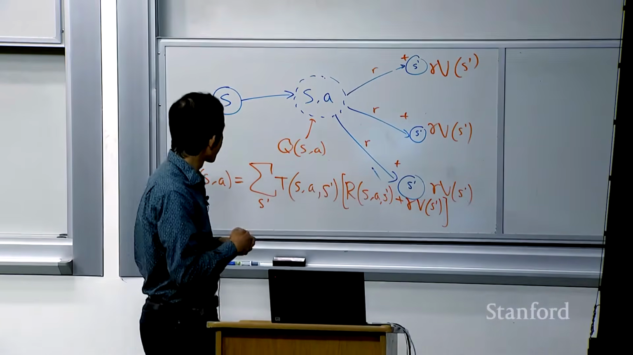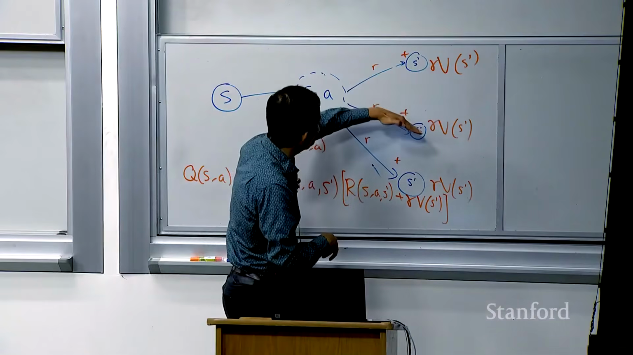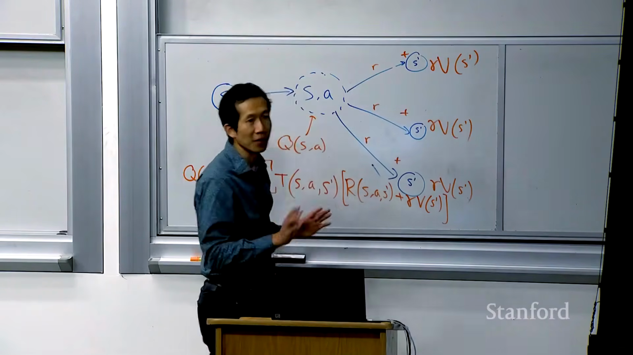Yeah. Each of these s' are different s', right? Yeah. So each of these s' are different. Each of these R's are different. I could write 1, 2, 3 as well.